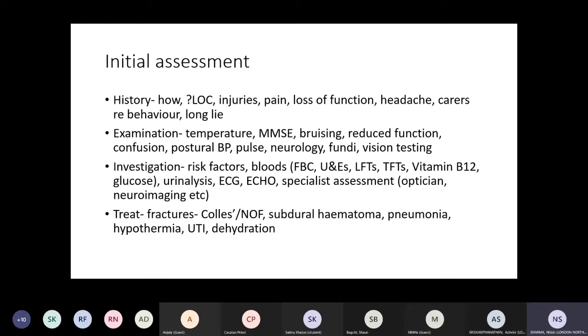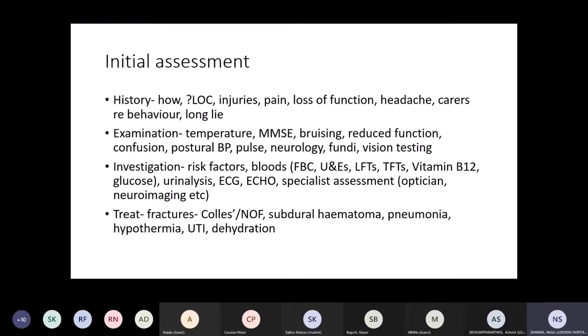Echo, this you won't do as a starting investigation. This would be later on in the admission. Then specialist assessment, this again would be later on in the admission. So then you start with the treatment. Start with the emergency treatment, and the first one would be NOF.